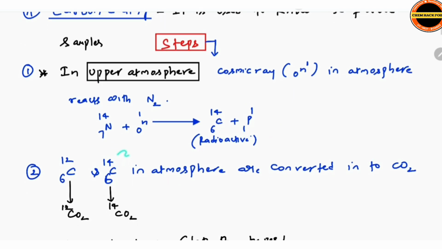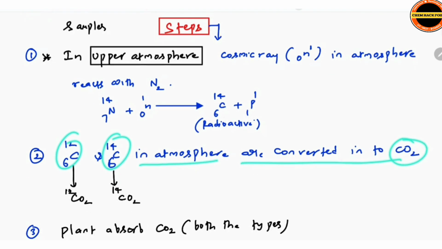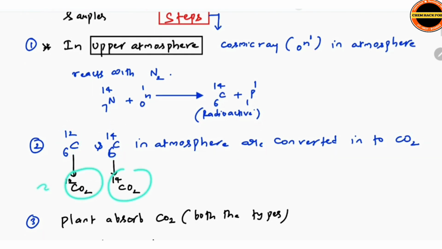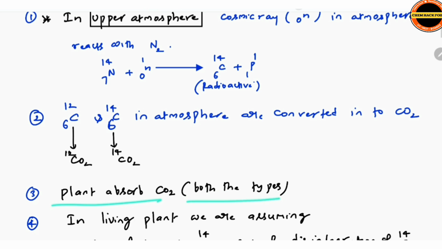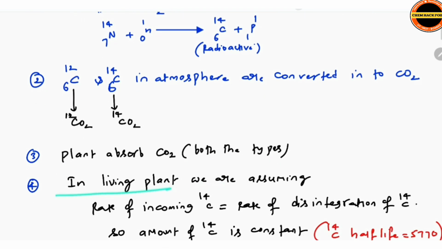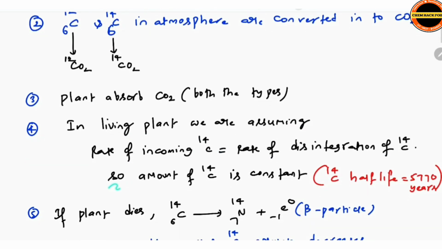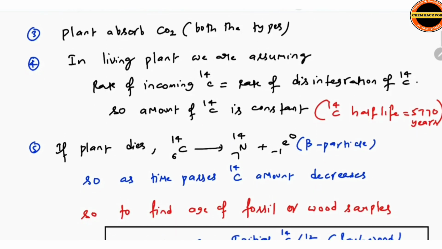Now the carbon in the atmosphere, in C14 form and C12 form, is converted into CO2 gas, like C14 CO2 and C12 CO2. A plant absorbs both types of CO2. In a living plant, we assume the rate of incoming C14 is equal to the rate of disintegration of C14. So the amount of C14 is constant here. The C14 half life is 5770 years.